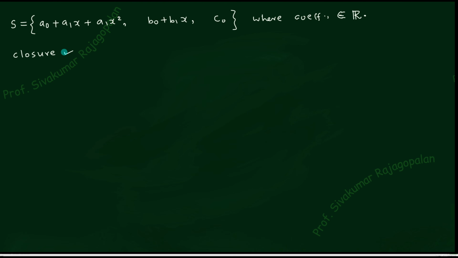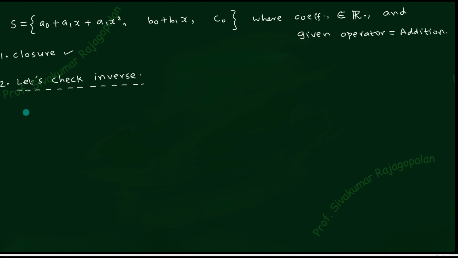Closure property is satisfied. Put a tick mark. But what is the operator? So let me also write down the operator. The given operator is addition. The given operator, so that is important. So closure property, point number 1, is satisfied. Point number 2, we will check what about the inverse. We have already discussed what is additive inverse and multiplicative inverse. Now since the operator is addition, inverse means additive inverse only.